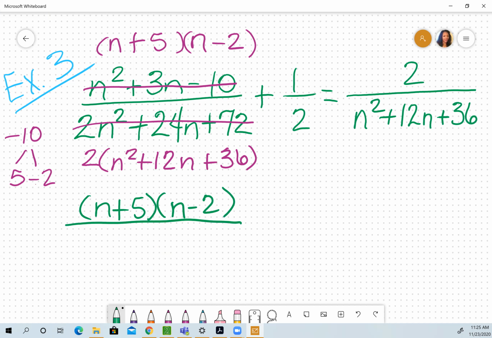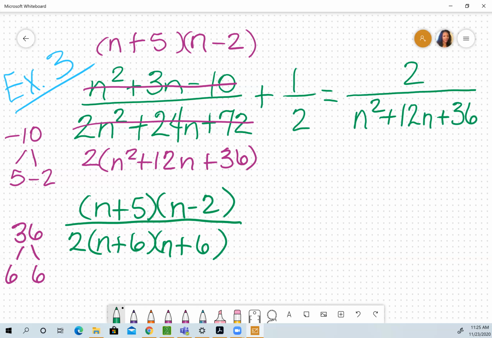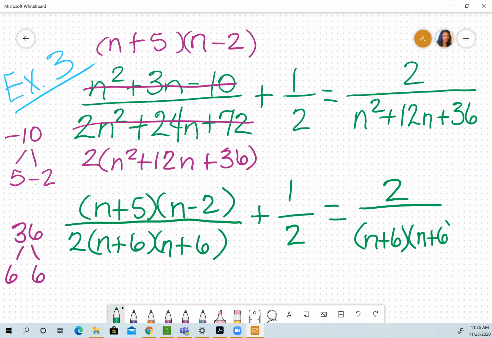This next one, the denominator is 2 times, and again, I have n squared, so I'm going to do 2 sets of binomials, n times n. This time I have 36. What 2 numbers can I use to multiply to give me 36, but add to give me 12? Well, that's pretty easy. That's going to be 6 and 6, and watch your signs. They're both positive. Now my next fraction was 1/2. And then it's set equal to the fraction 2 over n squared plus 12n plus 36, which I just factored. So that's still n plus 6 times another n plus 6.